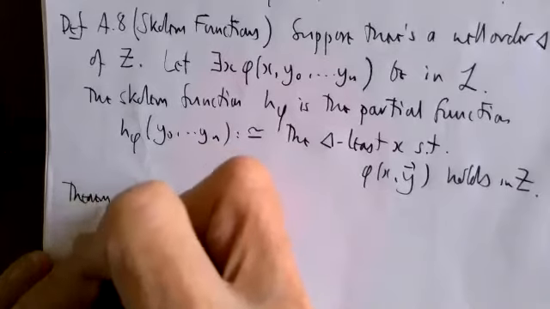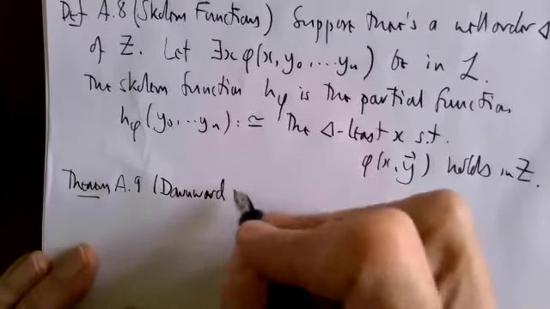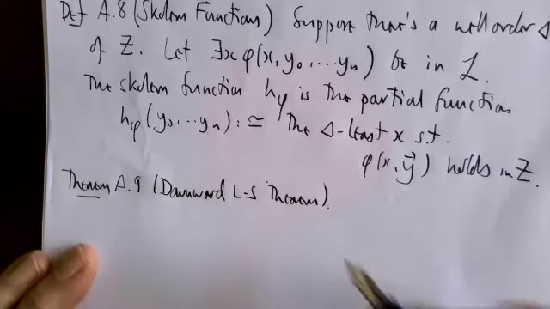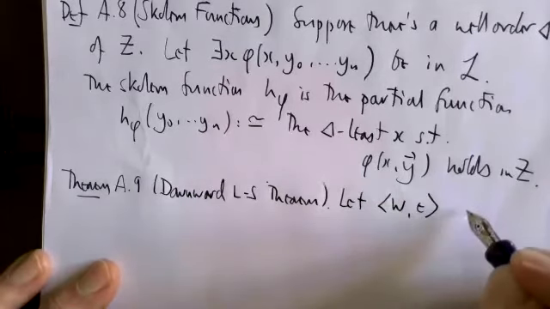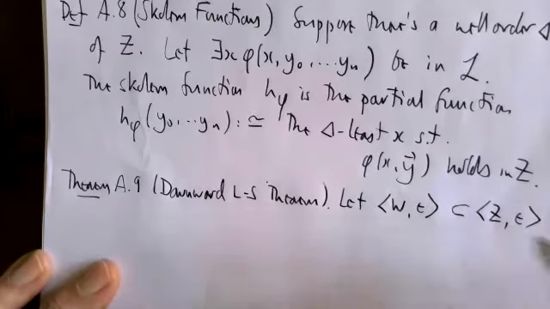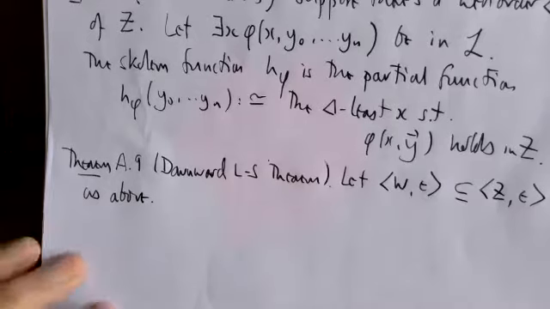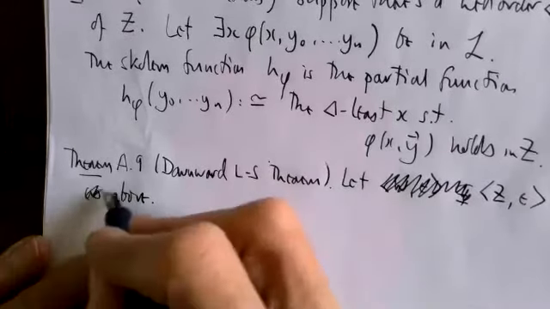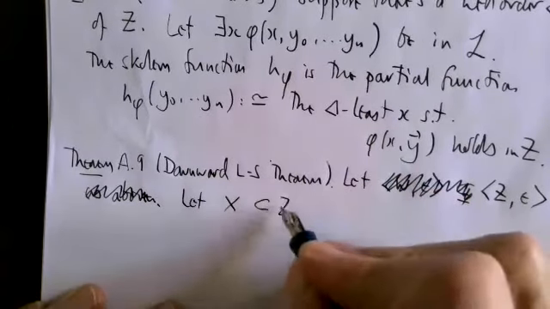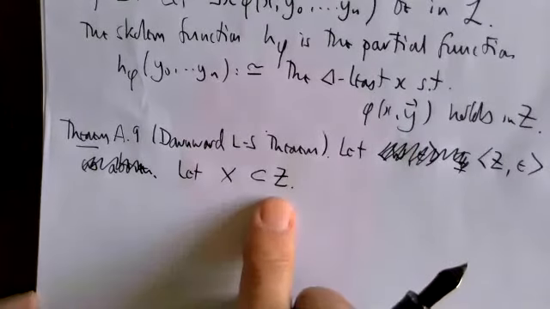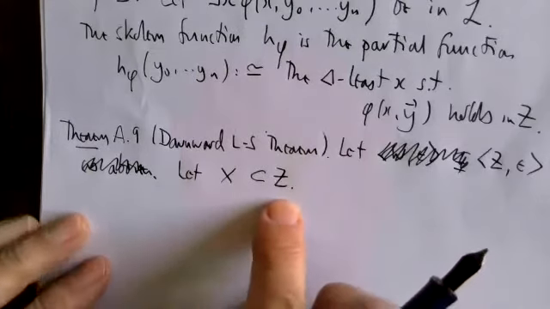So how does the Löwenheim-Skolem theorem work? This is A9. It's called D for downward, meaning we look for smaller cardinalities. So let W here be a subclass of Z, as above. Let me just take Z. I take a bunch of objects from Z, call it X. And the idea is that I close up X under these Skolem functions, and I'm going to arrive at a structure which is an elementary substructure of Z.